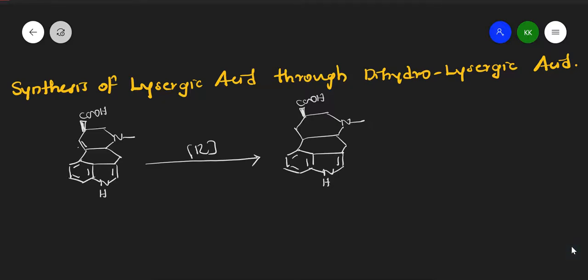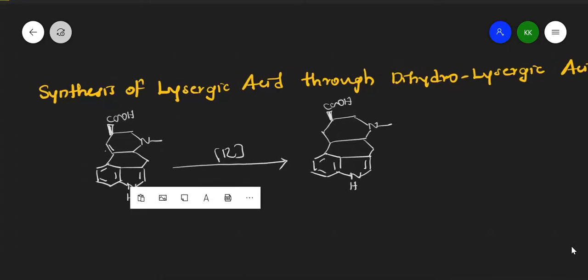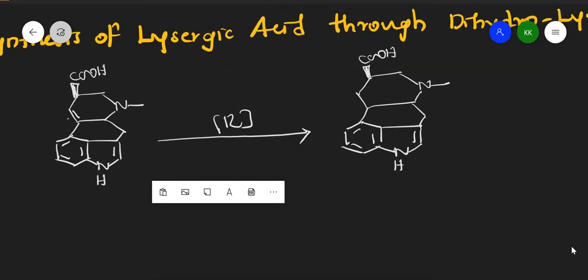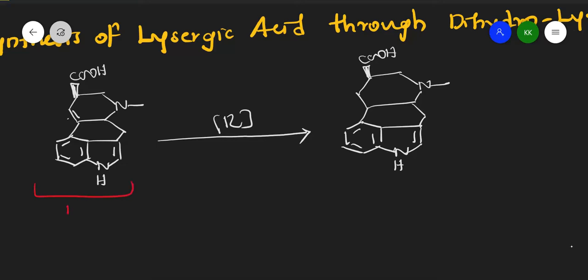In this video, let us synthesize lysergic acid through dihydrolysergic acid. You know the structure of lysergic acid and dihydrolysergic acid, and if you don't, I have written it on the screen. On the left side is the lysergic acid; for short, I will write it as LA, lysergic acid.